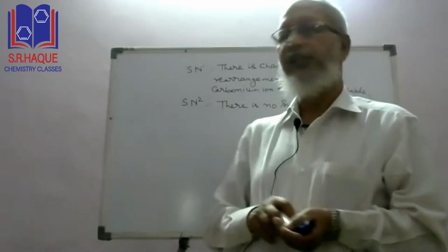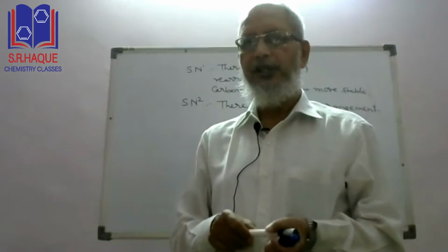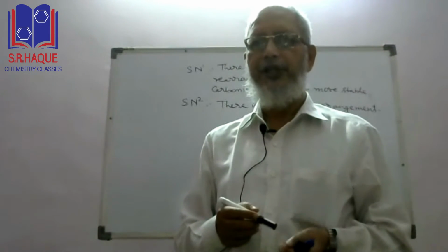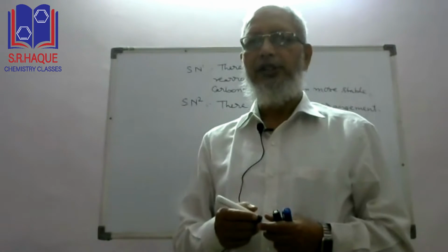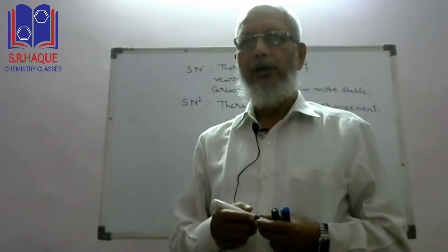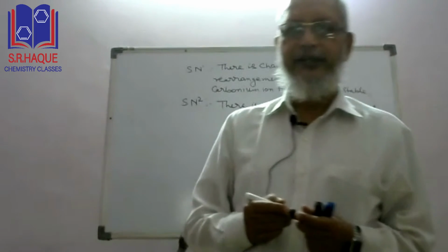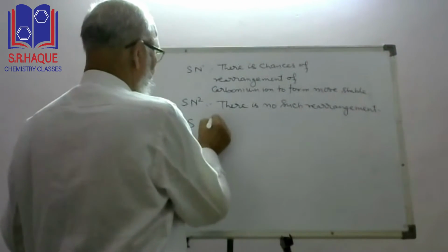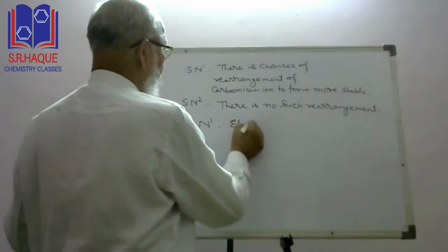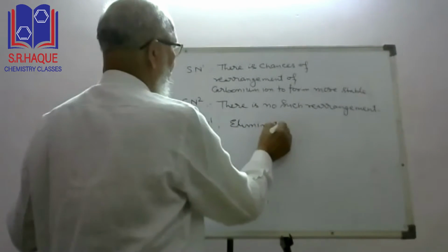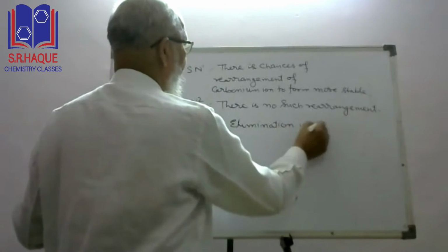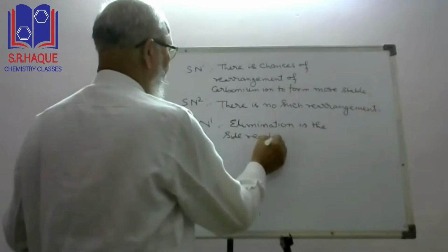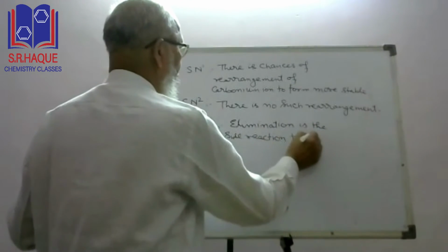Further, another difference between the SN1 and SN2 reaction is that in SN1 there is formation of a carbonium ion in the rate determining step, and this carbonium ion may undergo a side reaction in the form of elimination reaction to form alkene. So in SN1, elimination is the side reaction to give alkene.